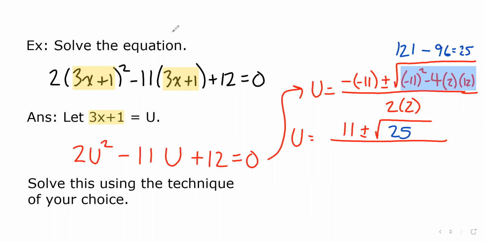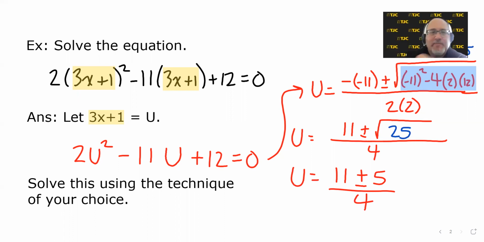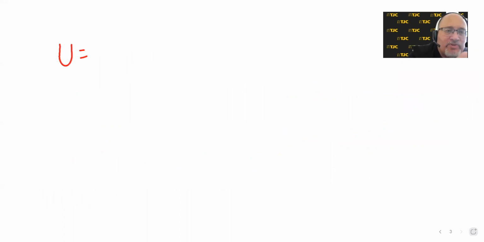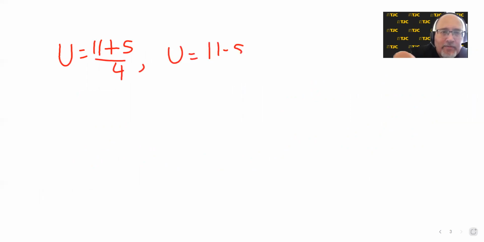Back to the solution, in the bottom of the fraction, 2 times 2 is 4. And now we have u equals 11 plus or minus 5 all over 4, since the square root of 25 is 5. Now we can split this into 2 solutions, one with the plus, one with the minus, and finish them. Let me bring my face back in, and we'll go to the next page and finish this. We have u equals 11 plus 5 over 4, and u equals 11 minus 5 over 4. These both simplify pretty quickly.